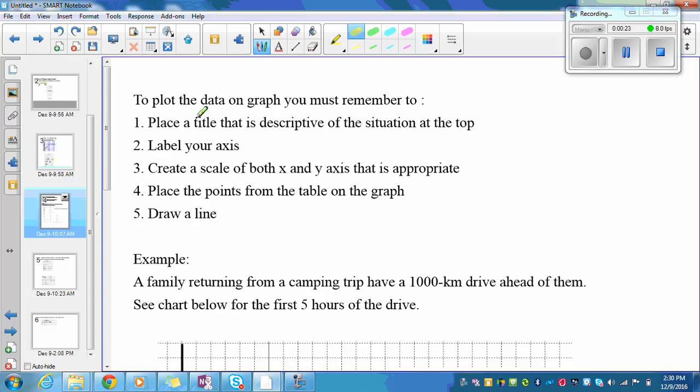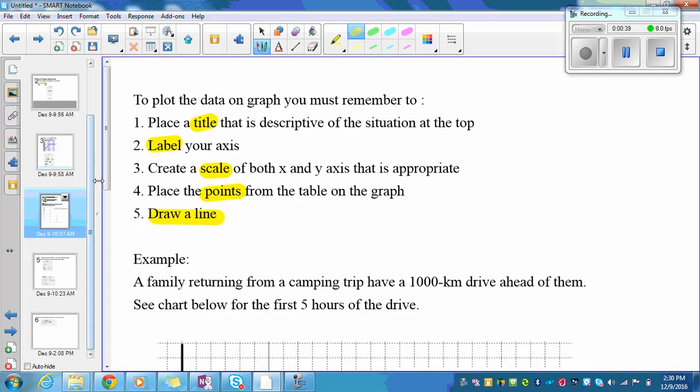So the big things, make sure you put a title, you label your axes, you create a scale for both your x and y that's appropriate, and you place the points, and then you draw the line of best fit.